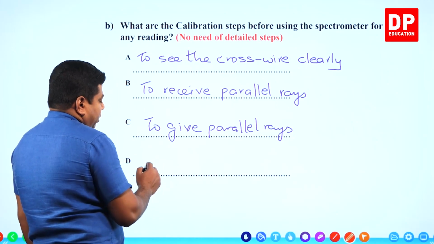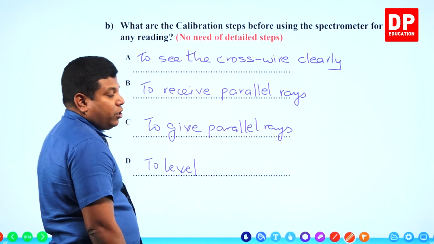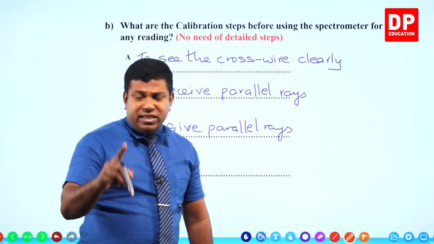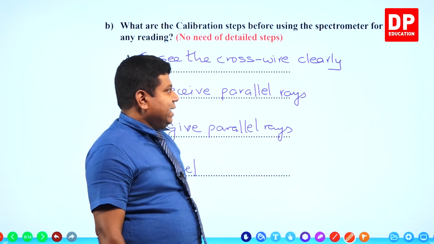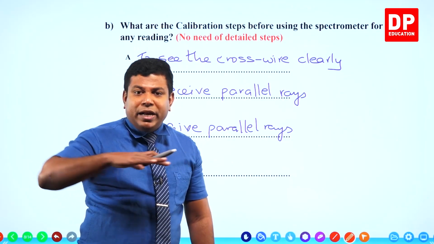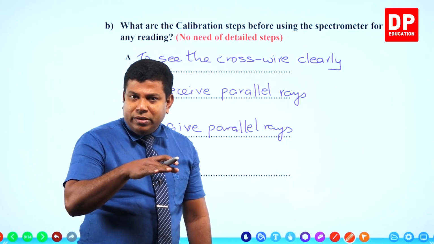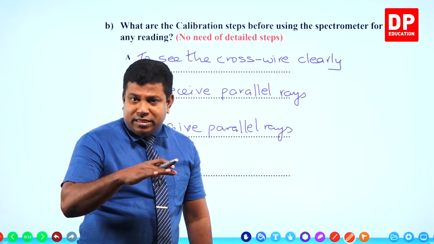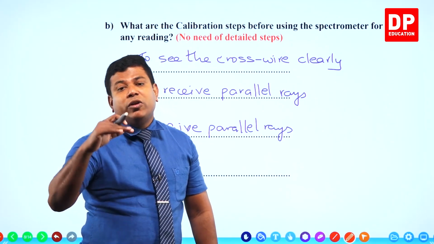D is the prism table, to level the prism table. Don't say to level it horizontally. It doesn't have to be horizontal. I explained that earlier. Level it. That's what we say. Leveling means in the same plane as the rays, the same plane where the collimator rotates, where the telescope rotates. In that plane or parallel to that plane, you have to bring the prism table.